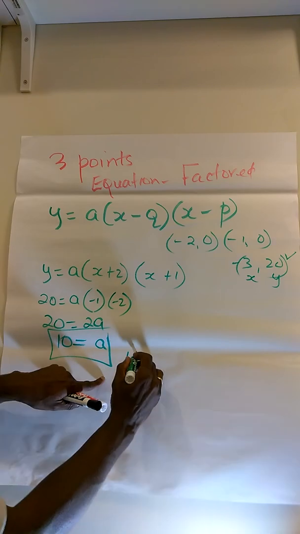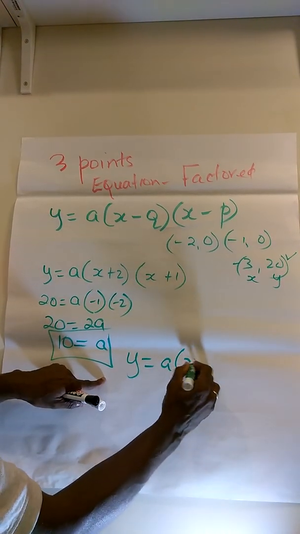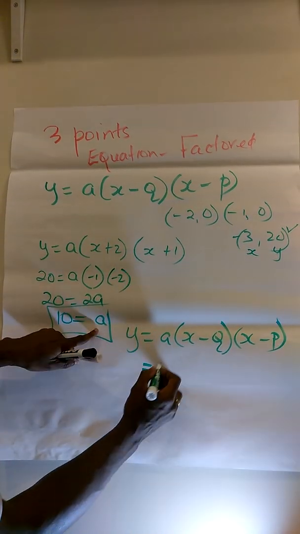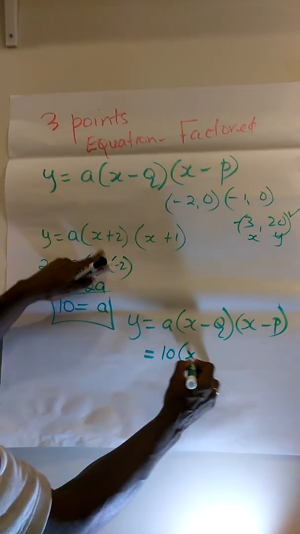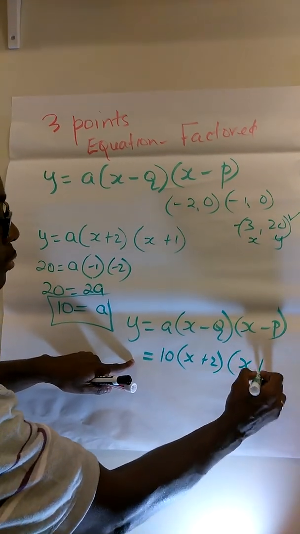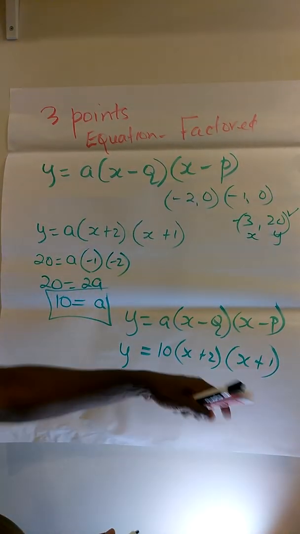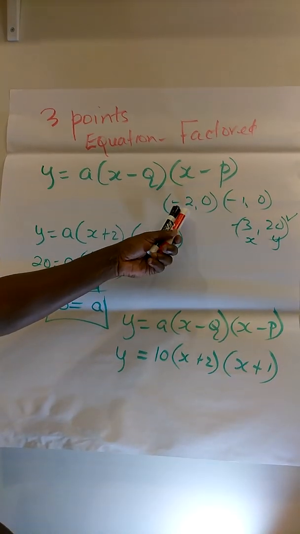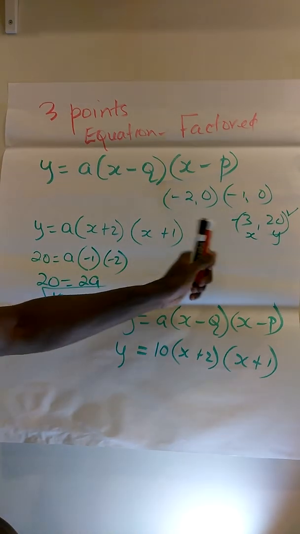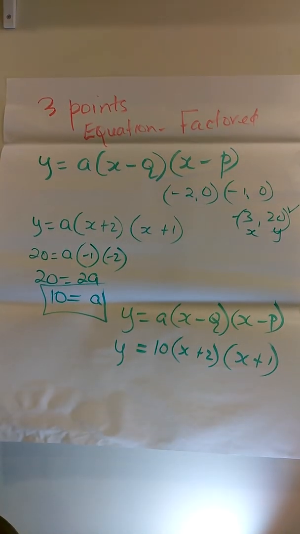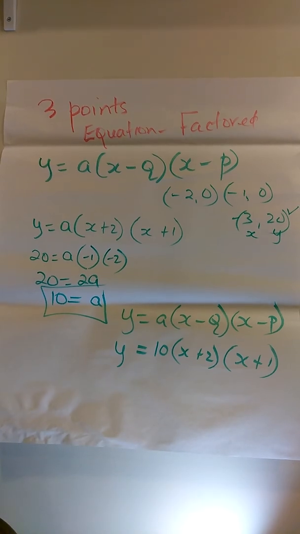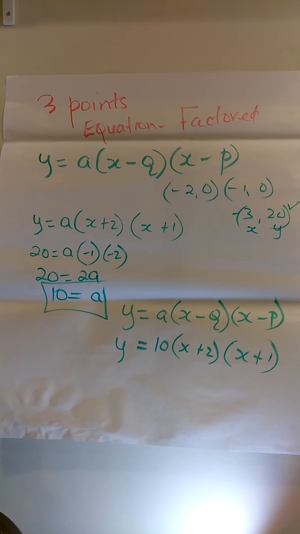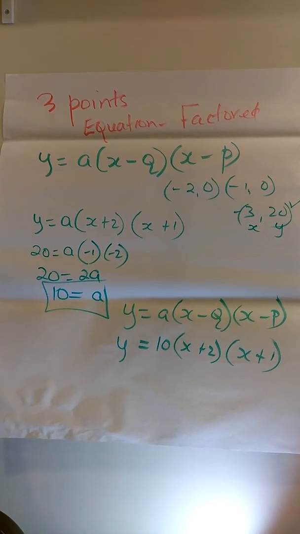Hence, my equation now is, the format again is a, x minus q, x minus p. That would give me a is 10, and this was x plus 2, x plus 1. So this is the quadratic equation in factored form that passes through the 3 points, negative 2, 0, negative 1, 0, negative 3, 20. So I hope you learned from this video how to write equations in factored form, and also how to factorize and use those zeros to determine whether the graph is positive or negative.